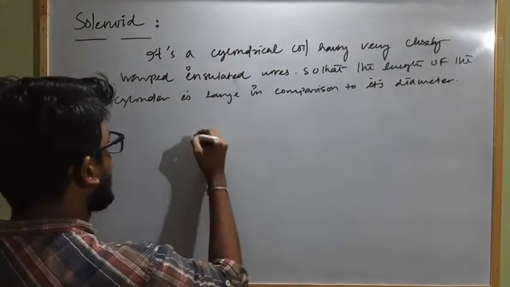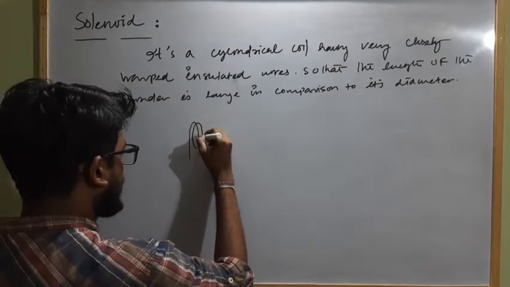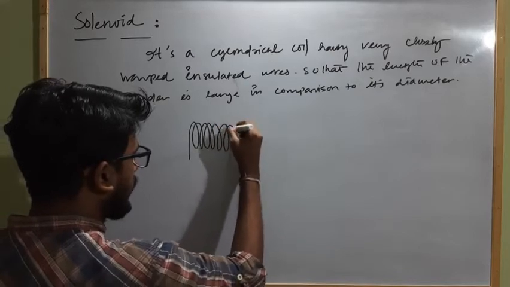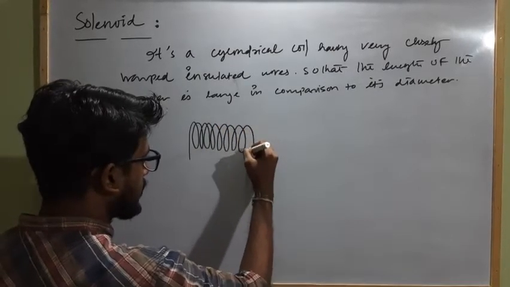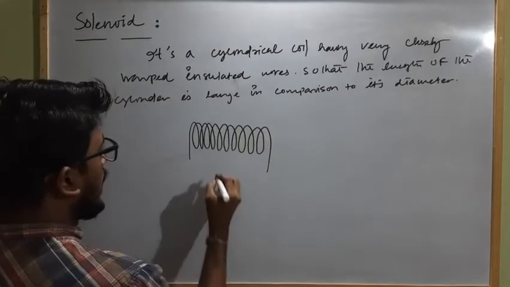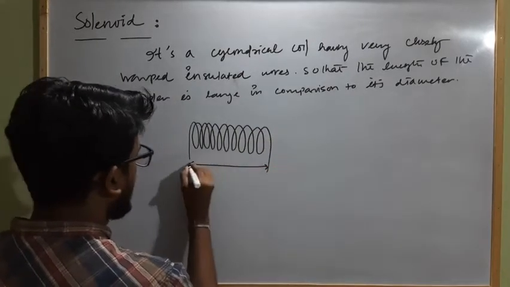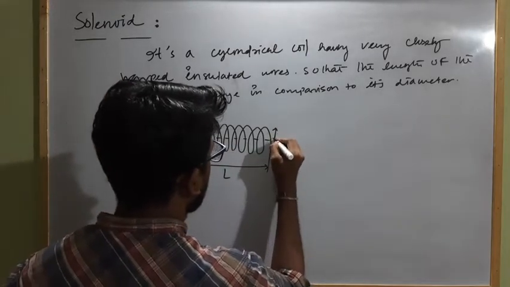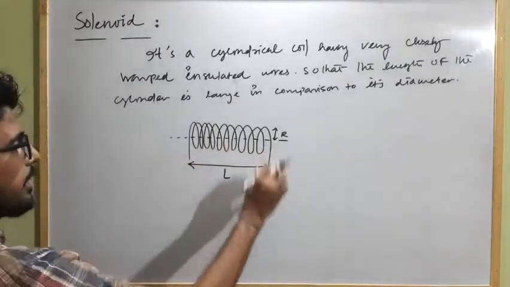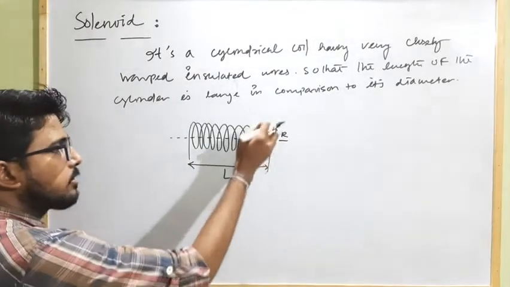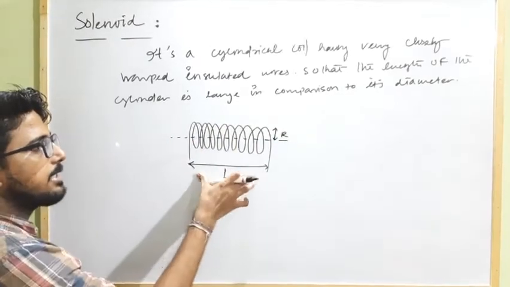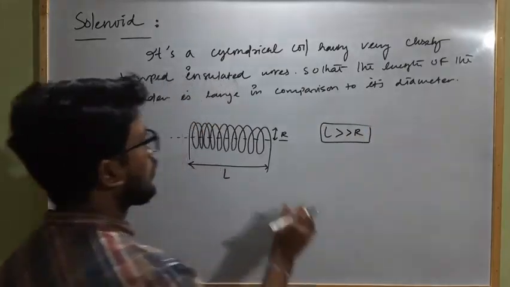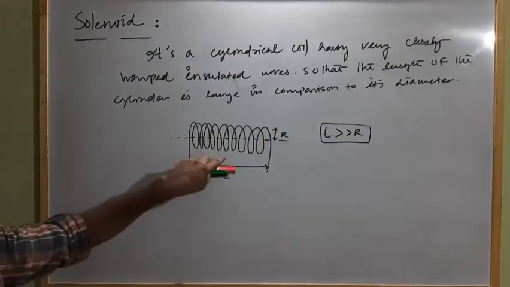That means the structure will be like this. This is a solenoid in which the insulated wires are very closely wrapped. Okay, and this is the length L, and here this is the radius R. So this is a solenoid, a cylindrical coil where insulated wires are very closely wrapped and the length is large in comparison to R. Here L is large in comparison to R. So this is known as a solenoid. Okay.